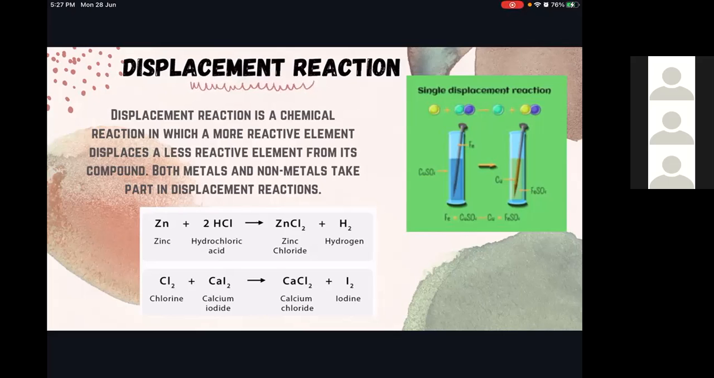So iron displaced copper. Here we can see beautiful blue color copper sulfate. But due to displacement, here we can notice the change in color. Iron is more reactive. It displaces the copper. So what we have taken is copper sulfate, but in the end we got iron sulfate.